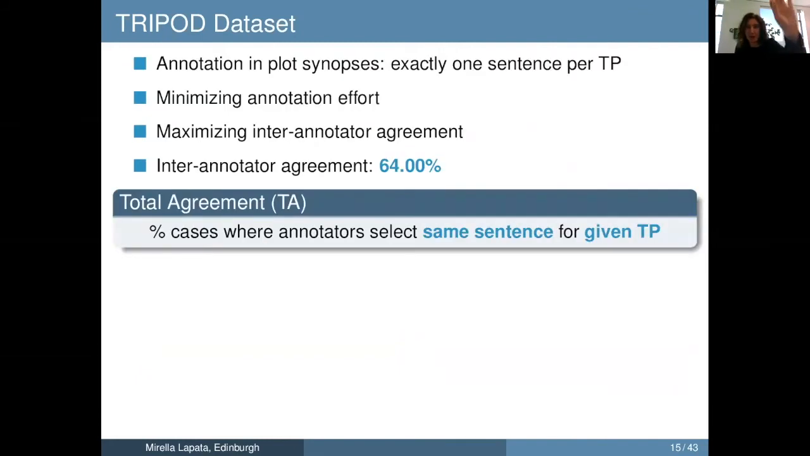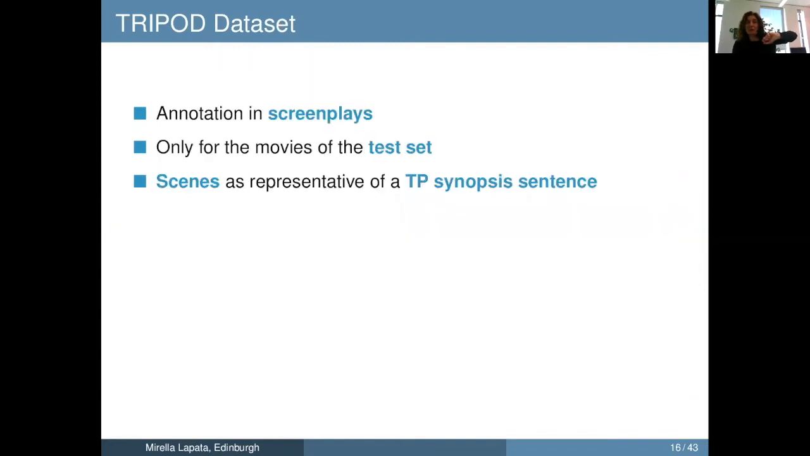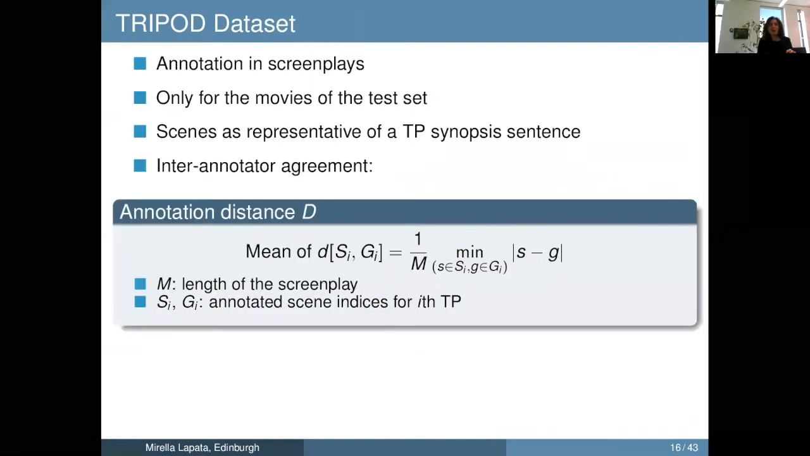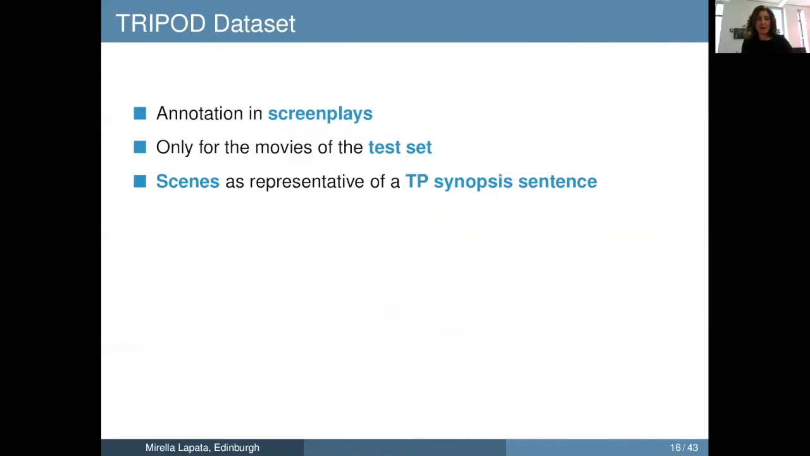We are doing synopsis, and we actually care about the screenplays. I also said that we annotated some screenplays in the test set to be able to evaluate. I told you the task is impossible. It is impossible when you have 200 movies. If you have 50 movies, it is a bit more manageable.